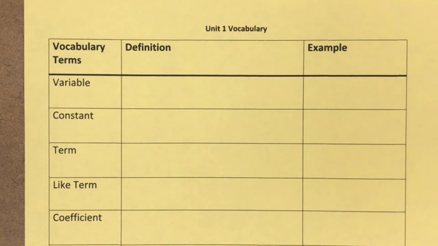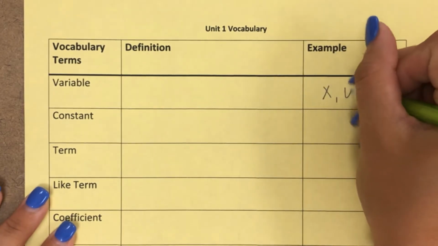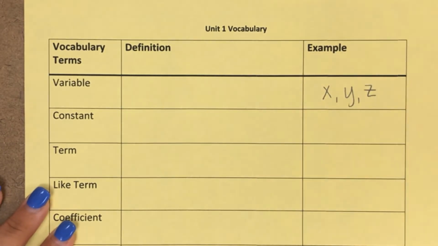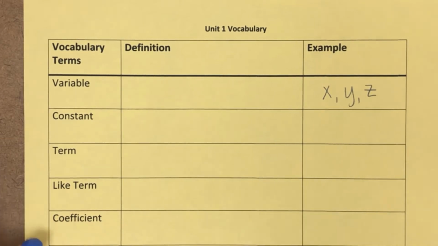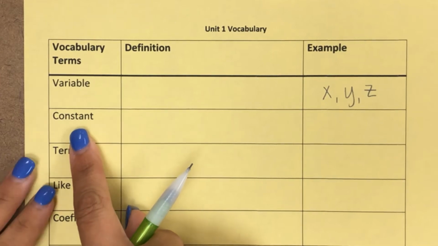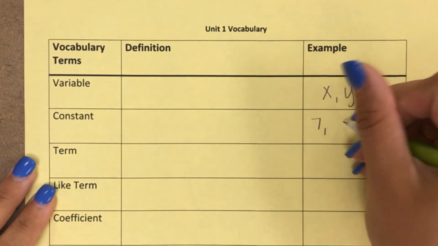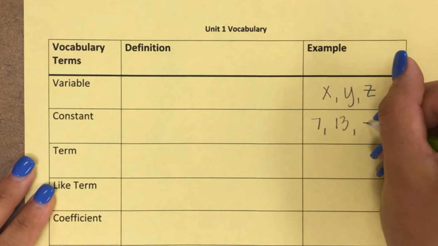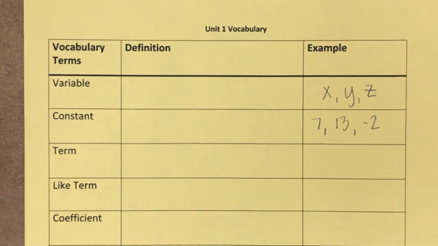So a variable is basically just a letter that represents some unknown number. Most of the time in Algebra 1 you see letters such as X, Y, Z, it could be A, B, C, it doesn't matter what letter it is, you'll see them all. The next word, constant. A constant is a fixed number. Usually it's on its own. So the number 7 would be a constant, 13, -2. These are all constants. It's basically just a number by itself that doesn't change.